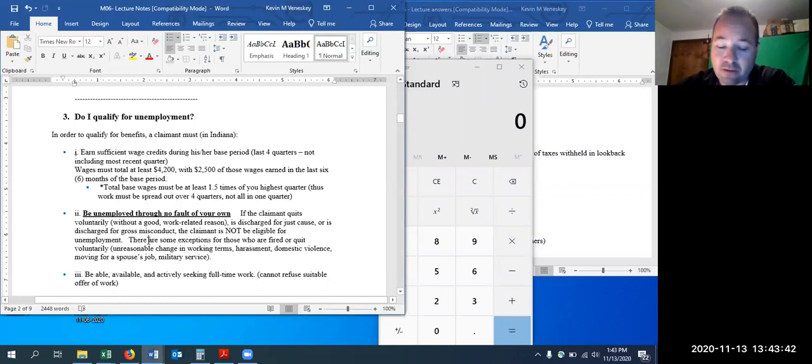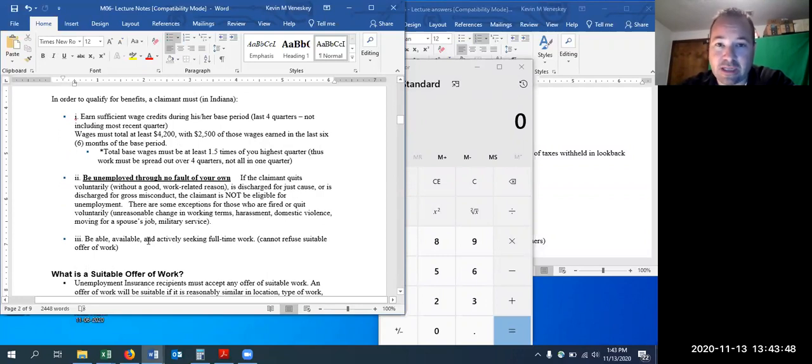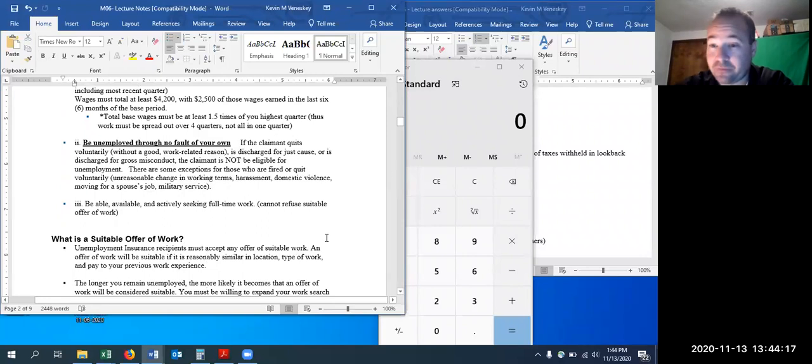Let's keep going here. Be unemployed through no fault of your own. So basically, if you're laid off, which a lot of people were for COVID, there wasn't reason to have the stores open when they could not open their doors to the public, so people got laid off. There are a few instances where you can quit and still get unemployment if you meet one of these criteria down here. But most of the time, if you simply quit, you won't get unemployment unless you can prove one of these items here. And you better have some documentation through the HR of your company if you had harassment at the job.